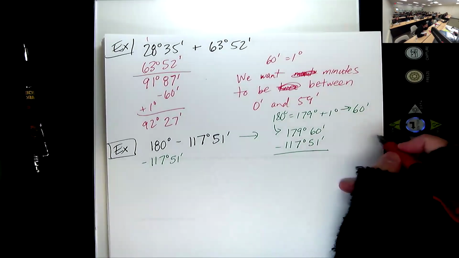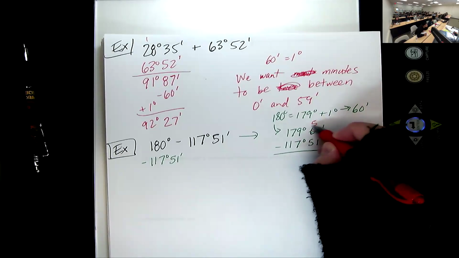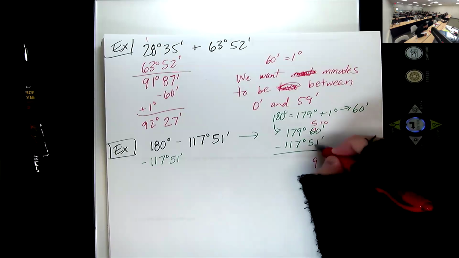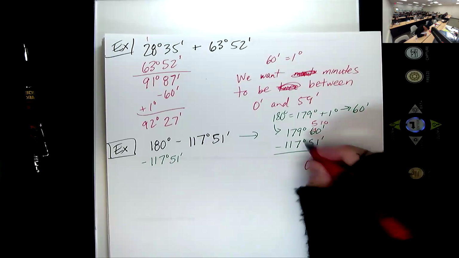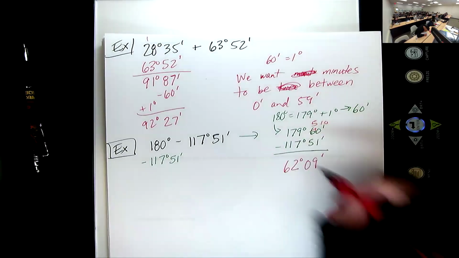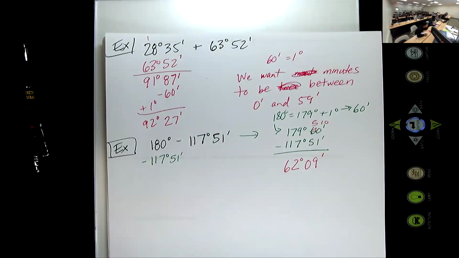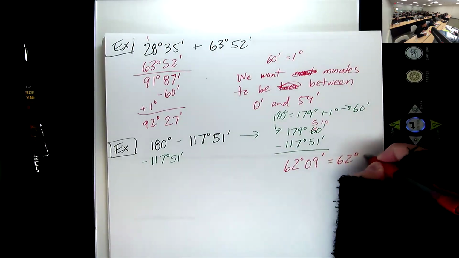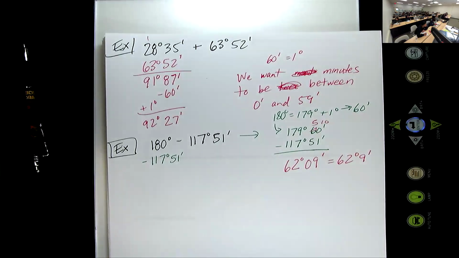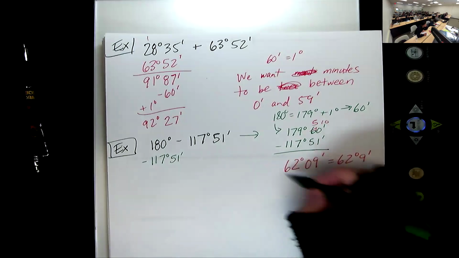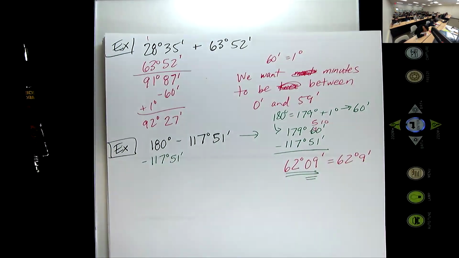Now we can do subtraction like normal. 0 minus 1 doesn't work, so I could borrow 1. Make that 10 minus 1, get a 9. 5 minus 5 is 0. 9 minus 7 is 2. 7 minus 1 is 6. And 1 minus 1 is 0. We've got 62 degrees, 9 minutes. This is the same in value as 62 degrees, 09 minutes written like that, but it looks funny. You're better off having 2 digits. Put in the zero if it's a single digit minute or second, it looks better. It's not wrong, but it looks better.